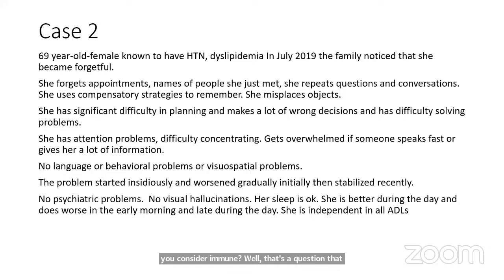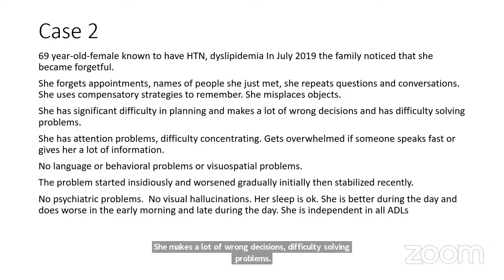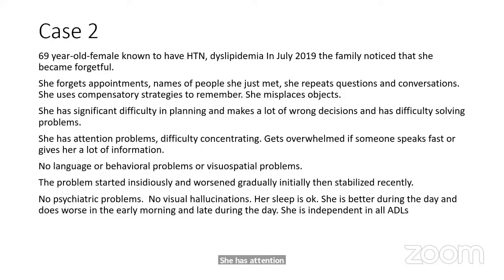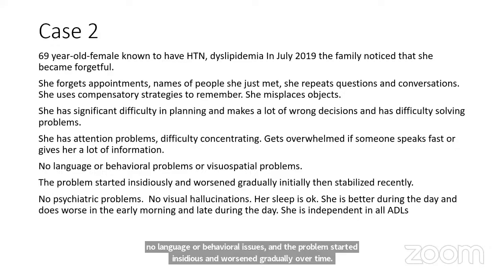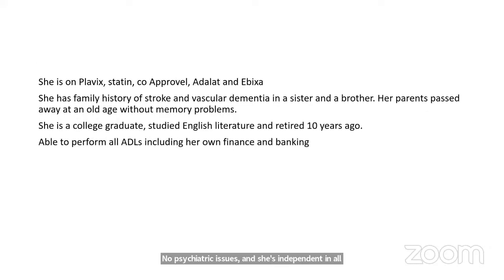Now, the other case is a 69-year-old female who has hypertension, dyslipidemia. She came in July 2019 because her family noticed that she became forgetful. Again, she forgets appointments, name of people. She has significant difficulty planning. She makes a lot of wrong decisions, difficulty solving problems. She has attention problems, difficulty concentrating. She gets overwhelmed very easily if someone speaks too fast to her. She has no language or behavioral issues, and the problem started insidiously and worsened gradually over time. No psychiatric issues, and she's independent in all of her ADLs.